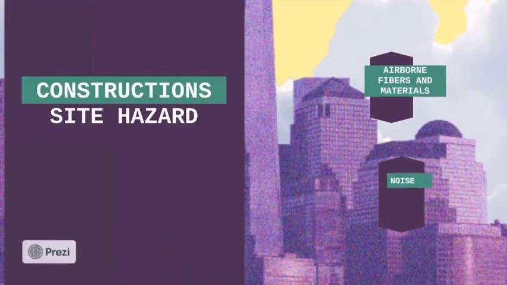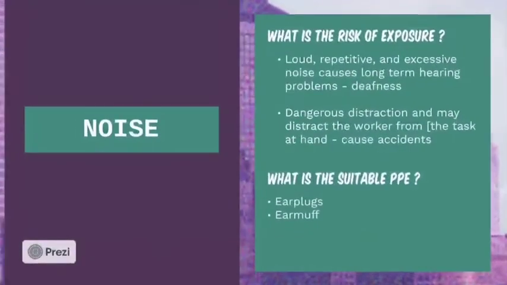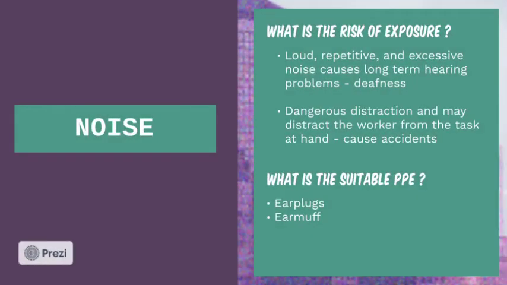The last construction site hazard is noise. What is the risk of exposure? Loud, repetitive, and excessive noise causes long-term hearing problems such as deafness. It is also a dangerous distraction that may distract the worker from the task at hand, and it can cause accidents. What is the suitable PPE? Earplugs and earmuffs.